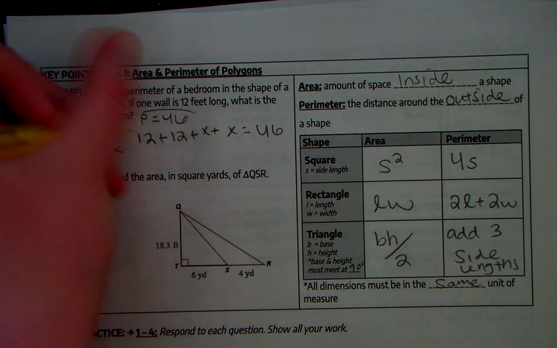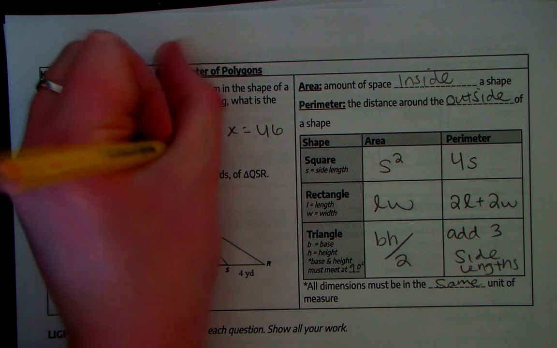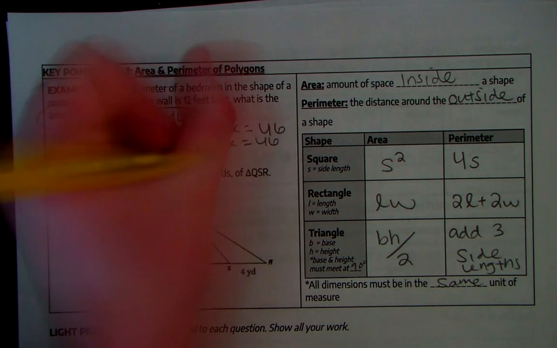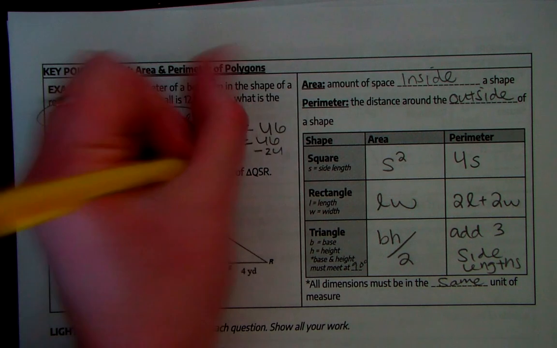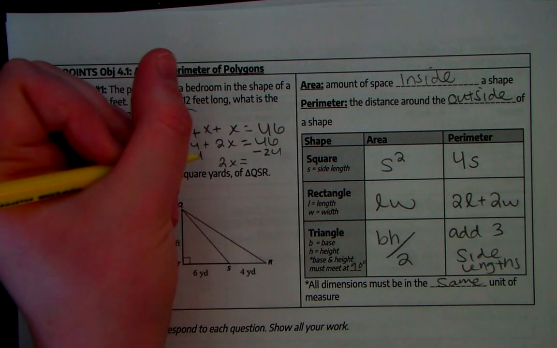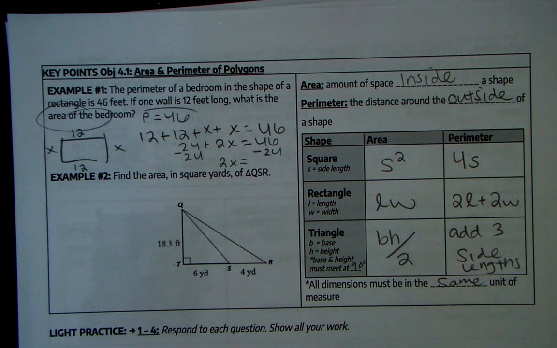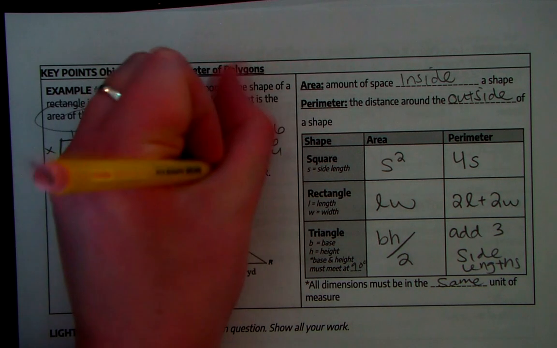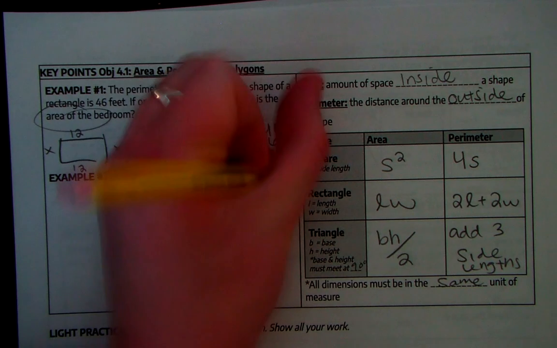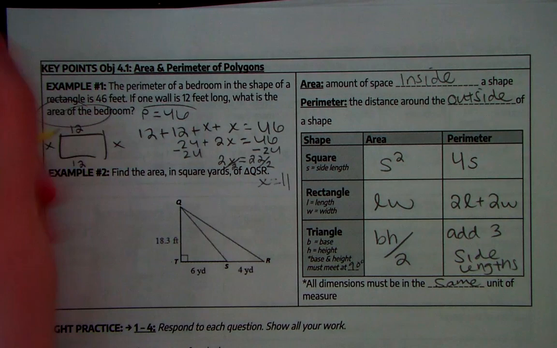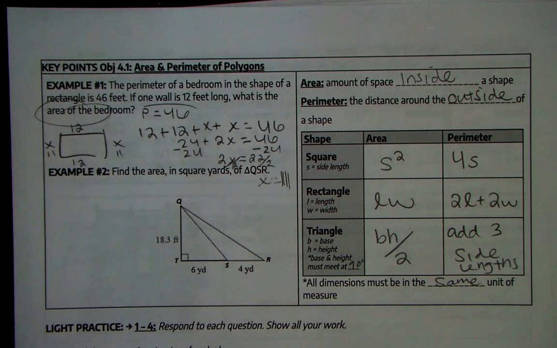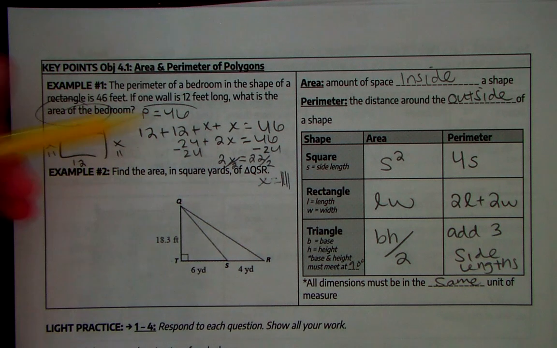If I solve that, 12 plus 12 is 24, plus 2x equals 46. Subtract 24, subtract 24. You're going to get 2x equals 46 minus 24, which would be 22. Divide by 2, and you're going to get x equals 11. So that means these side lengths have got to be 11. Which makes sense because 12 plus 12 is 24, plus 11 plus 11 is 46.